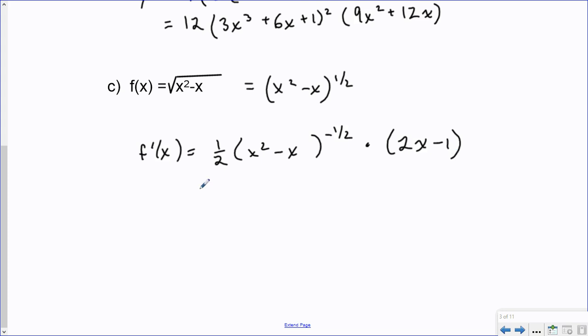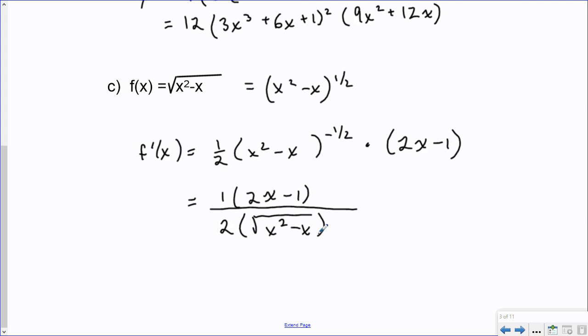Now I should clean this up a little bit. The 1 and the 2x minus 1 are in the numerator, and then I have a 2 in the denominator and a square root of x squared minus x. Now I can probably drop my brackets if I like. So, did you catch what I did there?